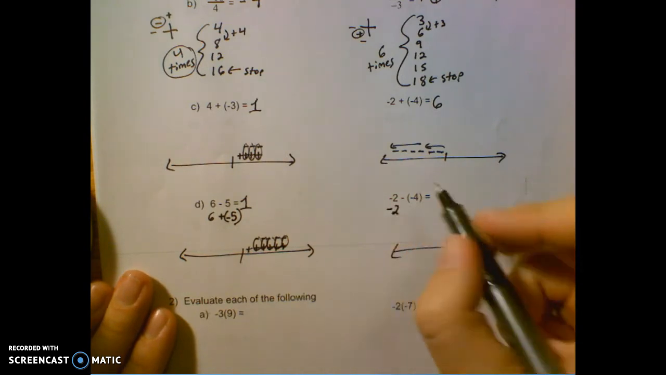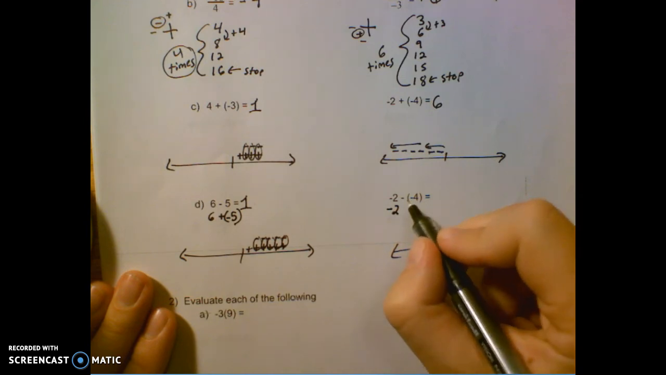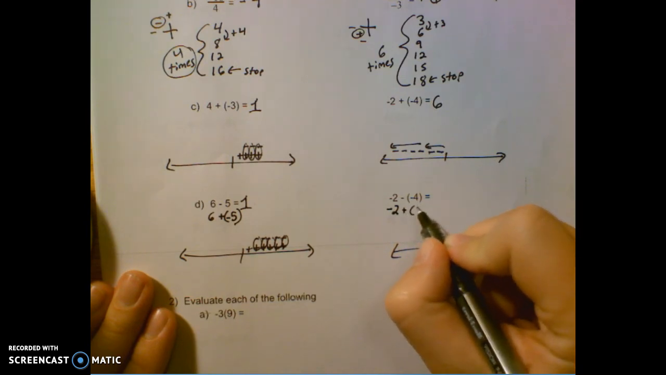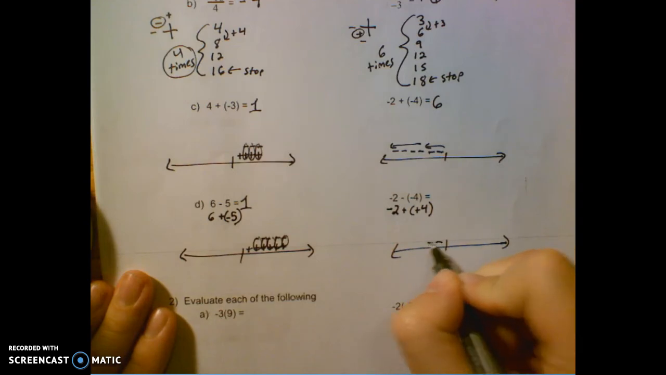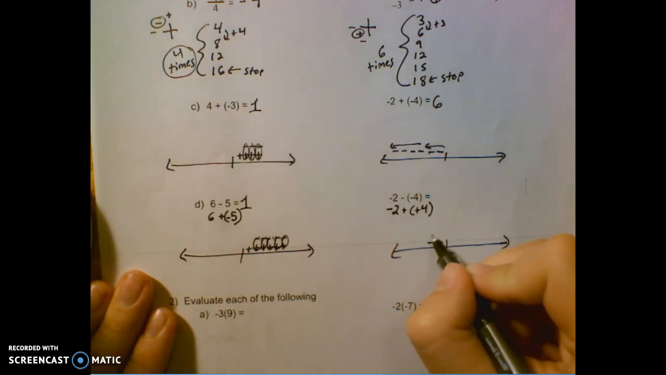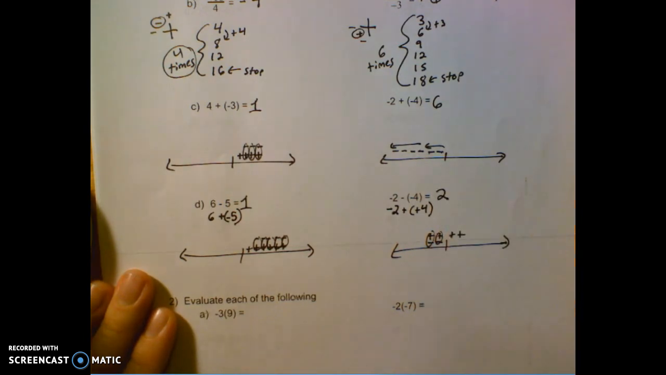So I leave the negative 2 the same, but taking away negative kickboard points is good. So that's the same thing as adding positive kickboard points. So 2 negatives plus 4 positives, and I can see that my answer is positive 2.